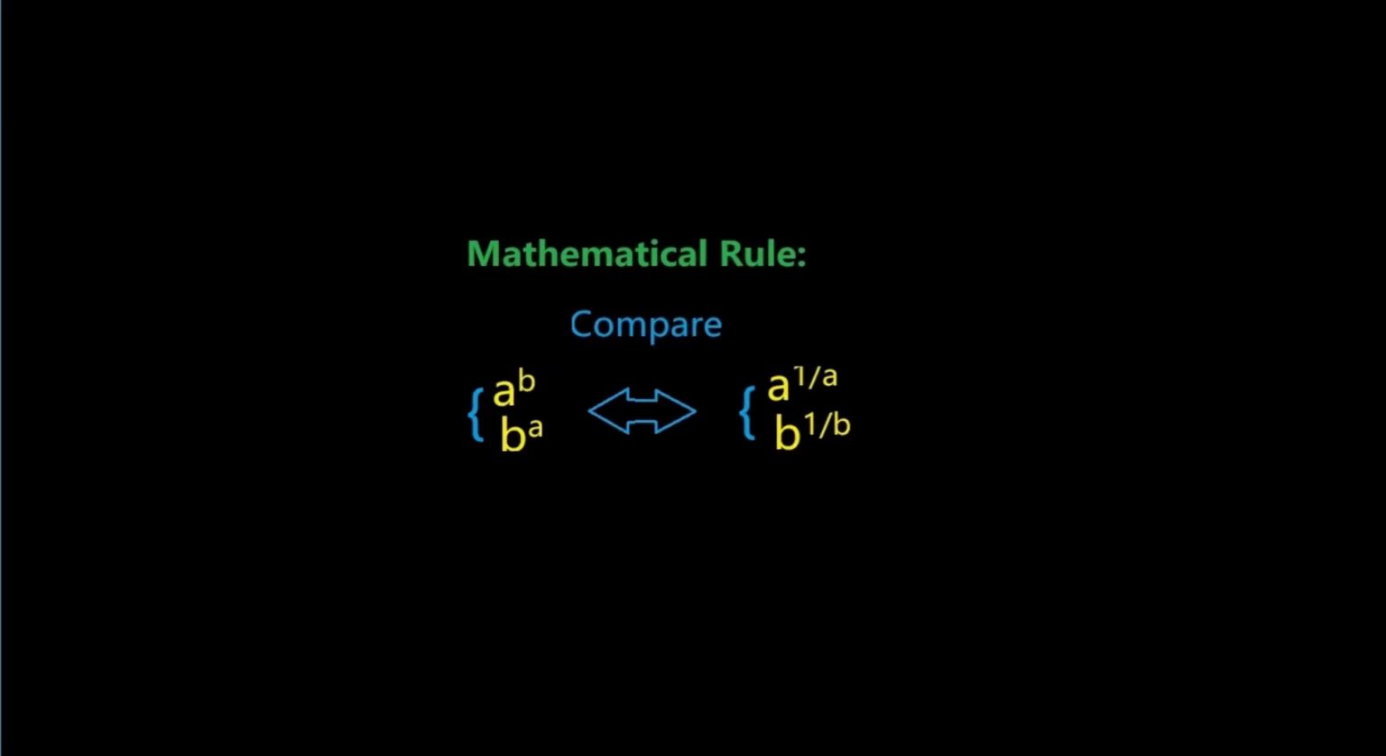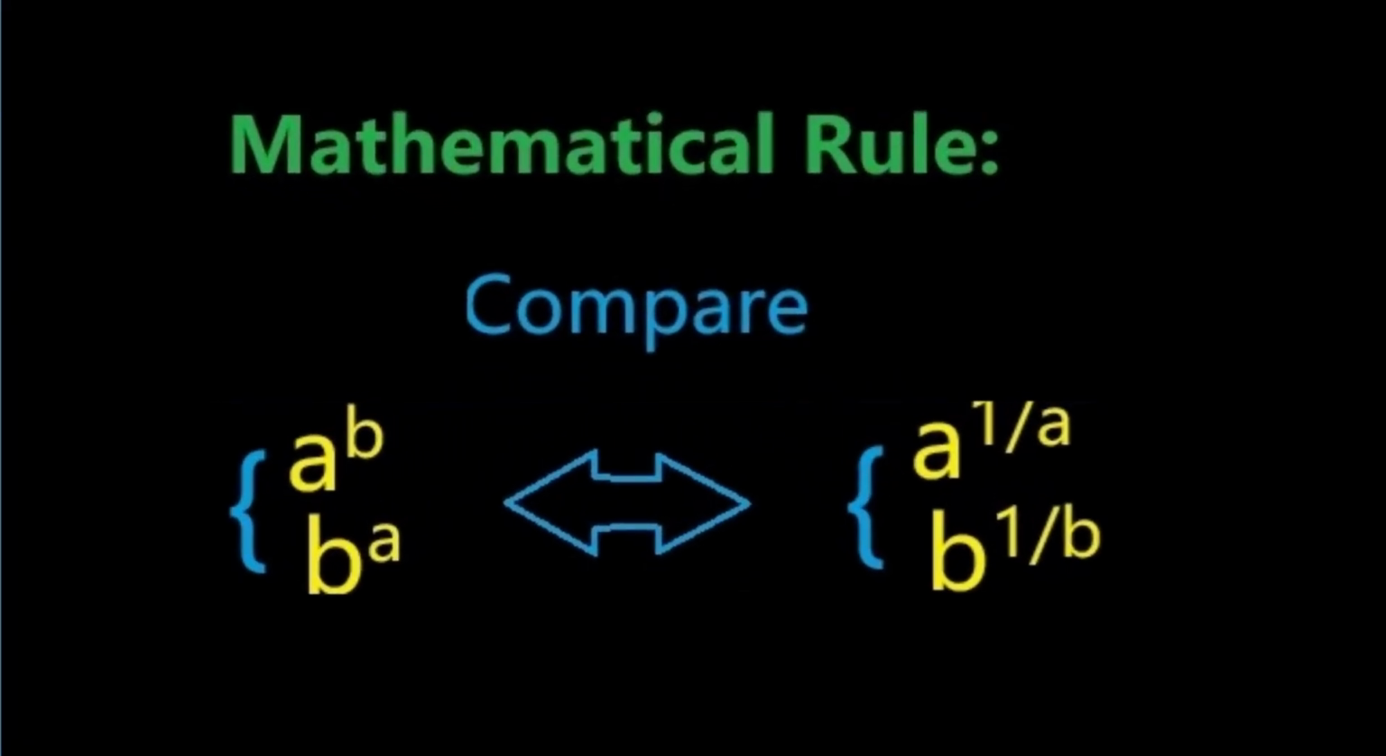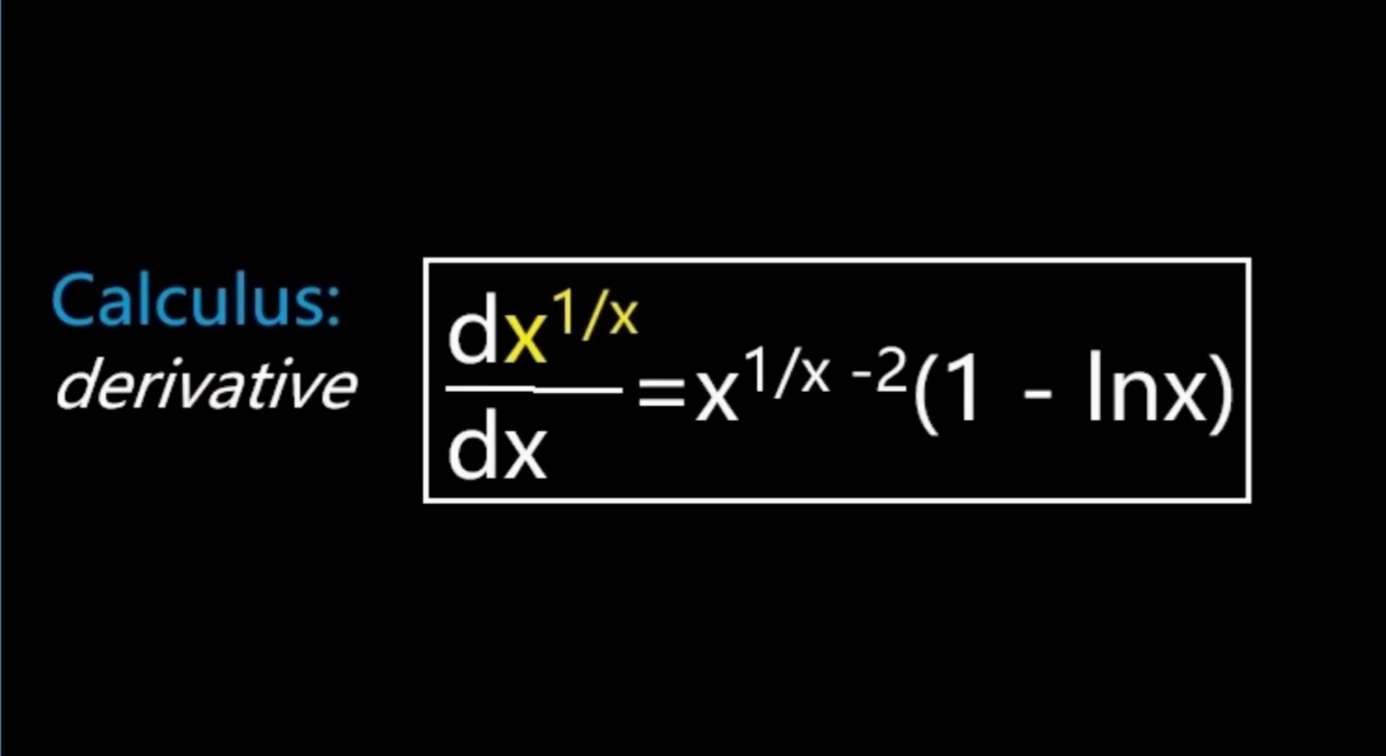Here's the key mathematical rule. For any two positive numbers a and b, comparing a to the power b, and b to the power a, is equivalent to comparing a to the power 1 over a, and b to the power 1 over b. First, let's analyze the function f of x equals x to the power 1 over x for x greater than 0. Using calculus, we can determine where this function is increasing or decreasing by examining its derivative.